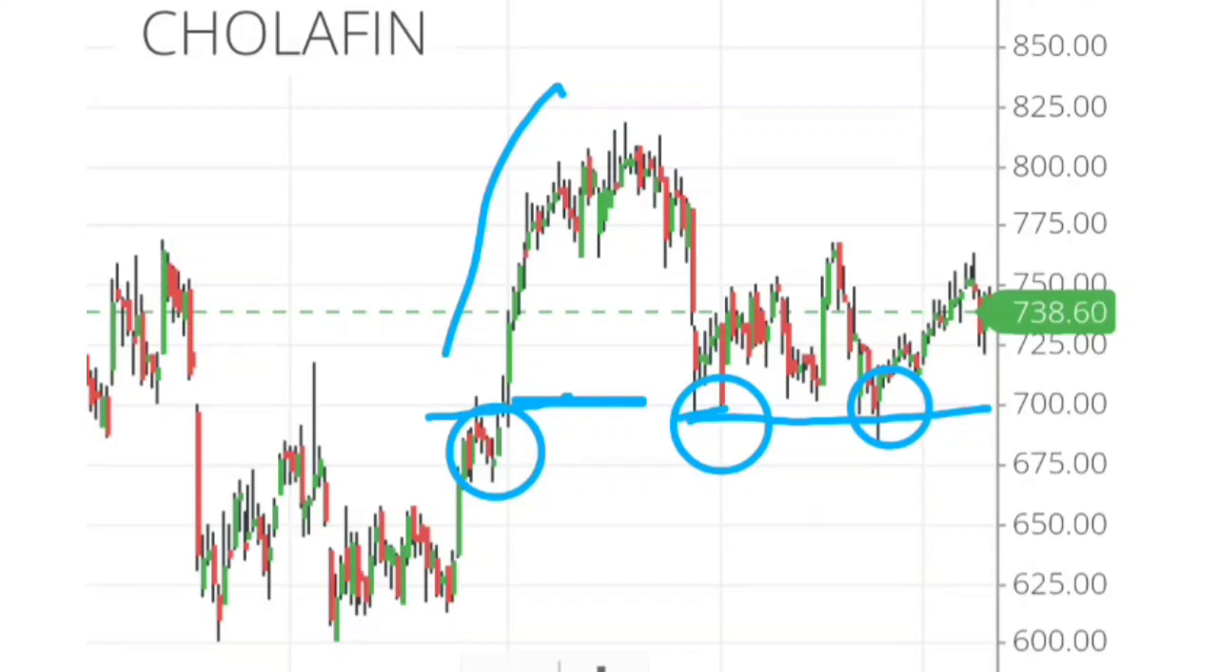Why we should know these things is because we should always buy fundamentally good companies. That's rule number one. And the second rule is we should always buy these companies at their support level, because that is the time when you are getting the fundamentally strong share at a good discount. And when you buy the shares at the support level, you get the maximum return out of it.